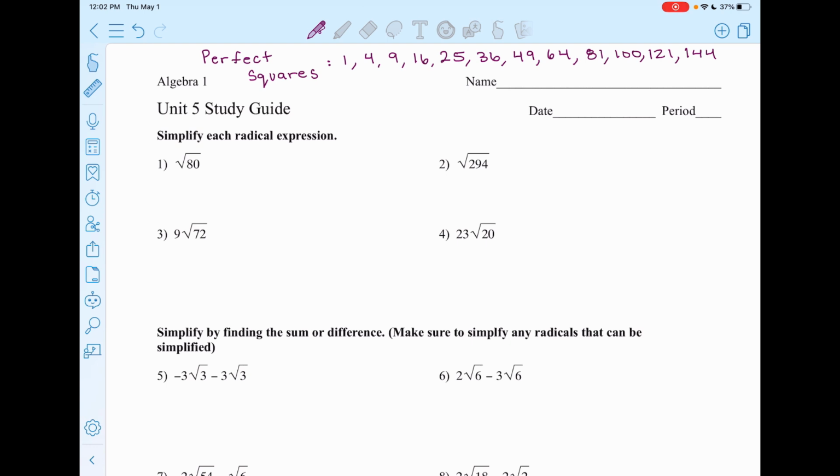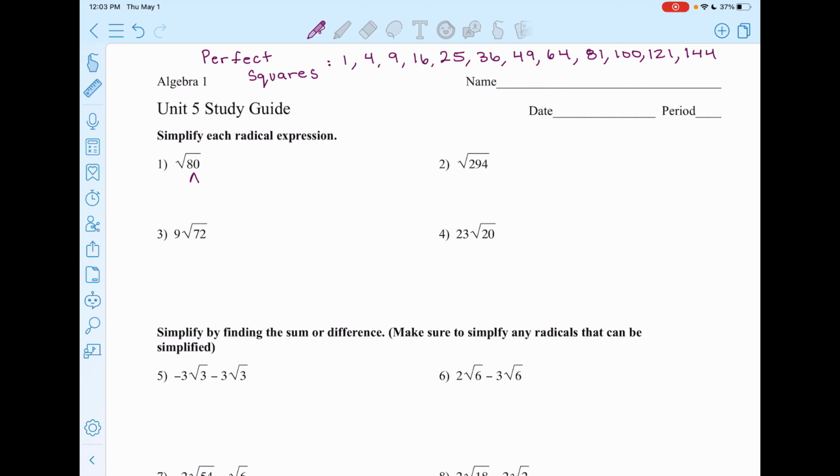Across the top I have our perfect squares because the first thing we will be doing is simplifying our radicals. And we simplify radicals by looking for two numbers that multiply to the number on the inside where at least one of them is a perfect square.